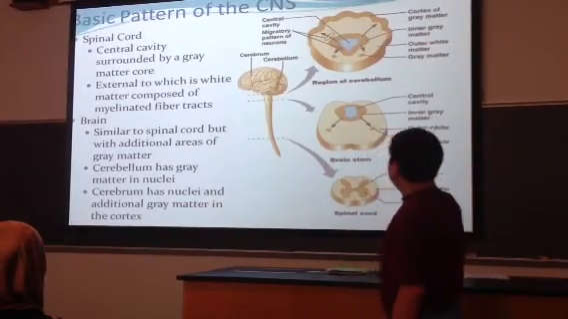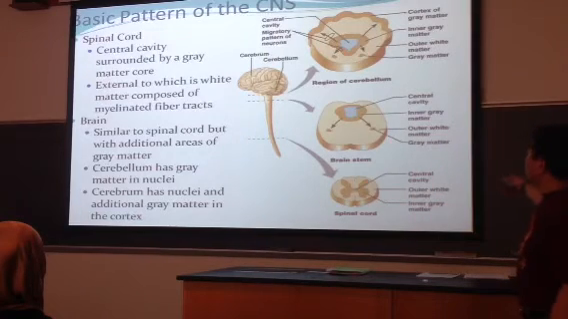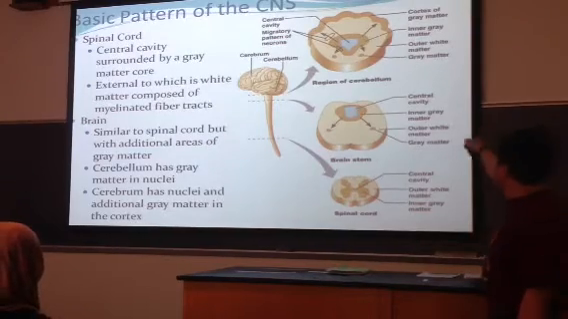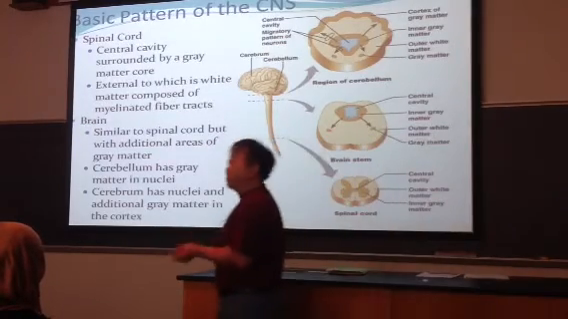When you enter the cerebrum, the orientation stays the same, but they add one more gray matter on the outer layer. Okay, and that gray matter on the outer layer, we call the cortex.